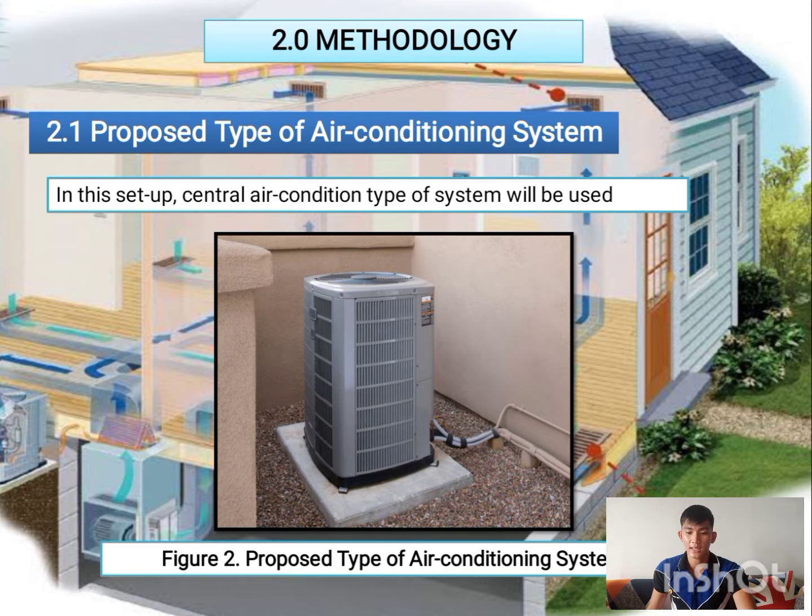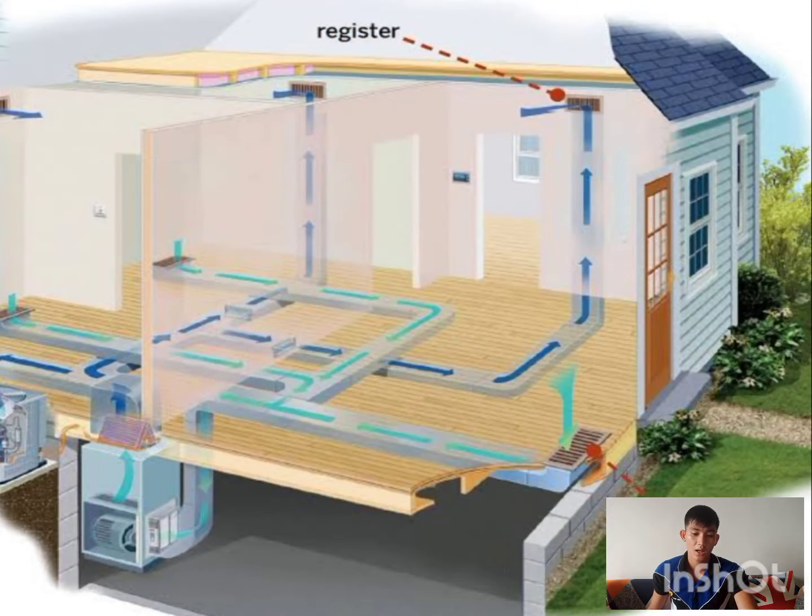Why? Because we chose it as it is the most common type of cooling system, and it is preferably used in larger homes because of its efficient cooling. And then the conditioning system circulates cool air through supply and returns into the ducts. And in this type of system, there are advantages and disadvantages. So let's proceed to the advantages.